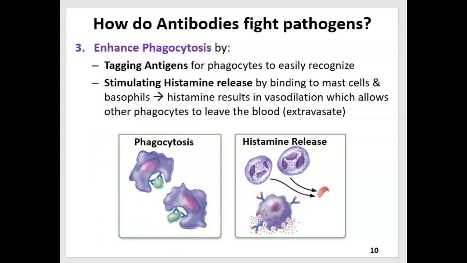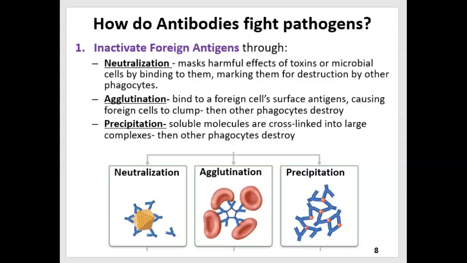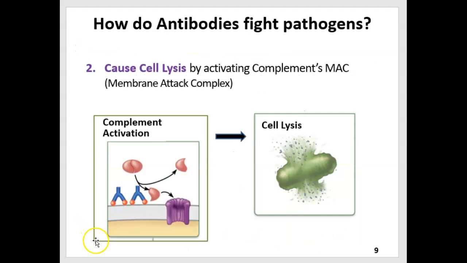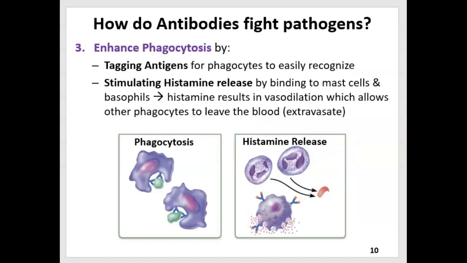So those are 3 different ways that antibodies fight pathogens in broad terms. They can inactivate a foreign antigen. They can indirectly cause cell lysis by activating complement. And then the last thing they do is enhance phagocytosis. But in all cases, they have to bind to the foreign antigen for any of those to work.